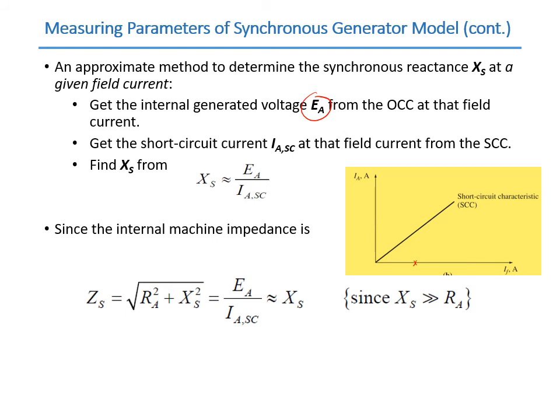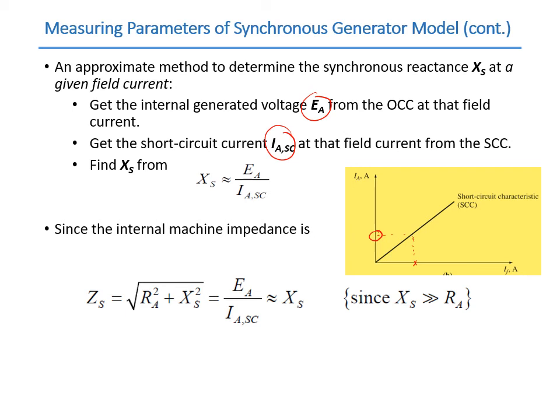And then secondly, you can derive the value of the short circuit armature current from the SCC. For example, in this plot here, you can determine the value of the armature current. And then finally you can calculate XS. It can be approximated as approximately equal to EA over IA from the short circuit.